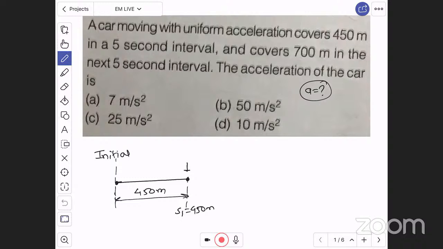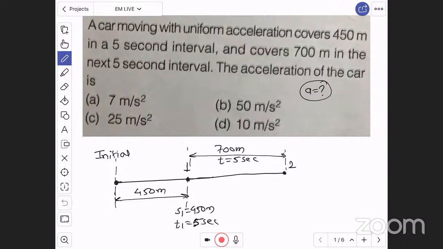In a 5-second interval, the time T1 to reach from initial to position 1 is 5 seconds. Therefore, T1 is equal to 5 seconds, right? Again, it covers 700 meter in the next 5-second interval. After reaching 1, in the next 5 seconds, that is 1 to 2. Let us say 2 is another final position. This distance from 1 to 2 is given as 700 meter, and the time required is again 5 seconds.